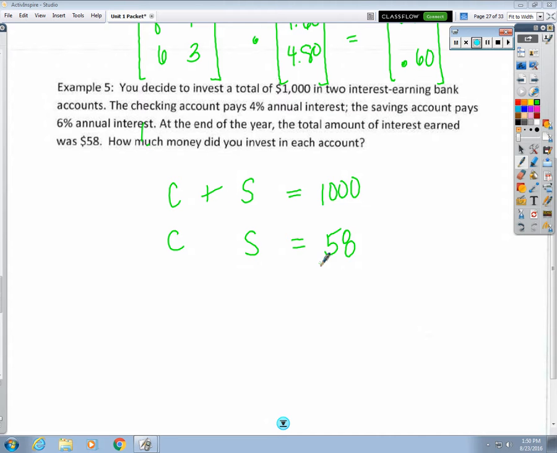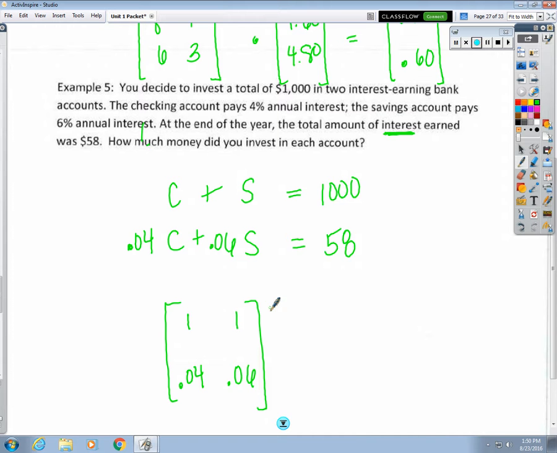Now, this total is all about interest. Well, don't we know how much interest is on the checking account? 4%. And then 6% on the savings, and then you just put them in your matrix. And then I'm assuming, well, I don't know if you finished that one because I don't know if you knew how to do that. But go ahead and type it in and see what you get, and then make sure it works mathematically.